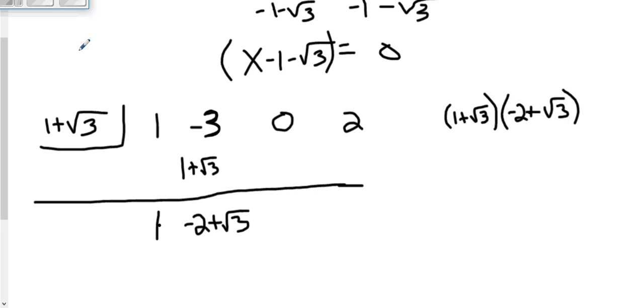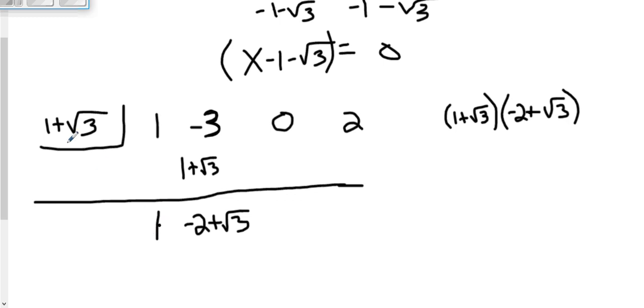Okay, I got a little written down here. So we're going to divide by 1 plus the square root of 3. And of course your polynomial was x cubed minus 3x squared plus 2. There were no x's, so you've got to put a 0 between the x squared and the 2 as a placeholder. So then what's the first thing you do? You bring down the 1.